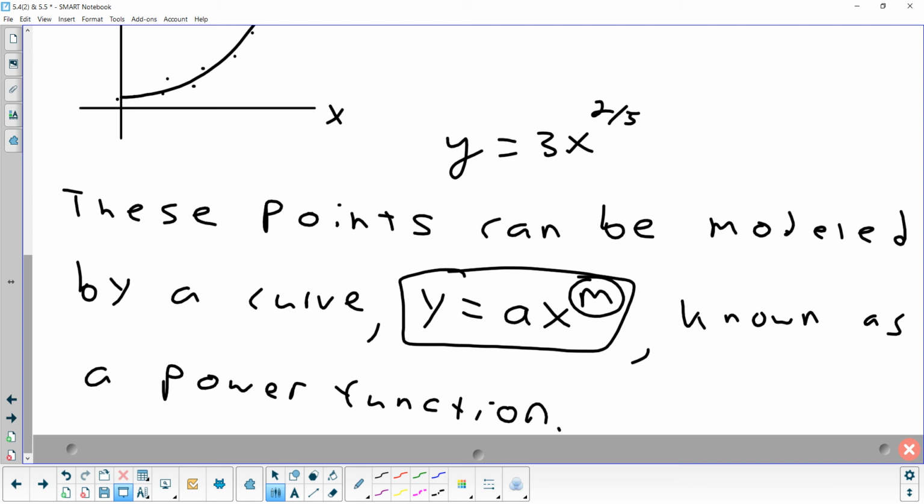But that's what your answers are going to look like, and the calculator will basically calculate the a and the m for us automatically. The a is the number that's in front of the x, and the m is the exponent. Now, the calculator might use different letters besides a and m. It doesn't really matter which two letters you use.